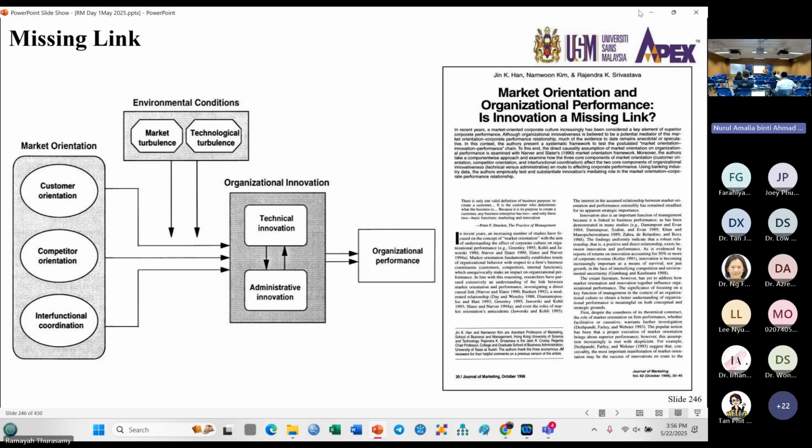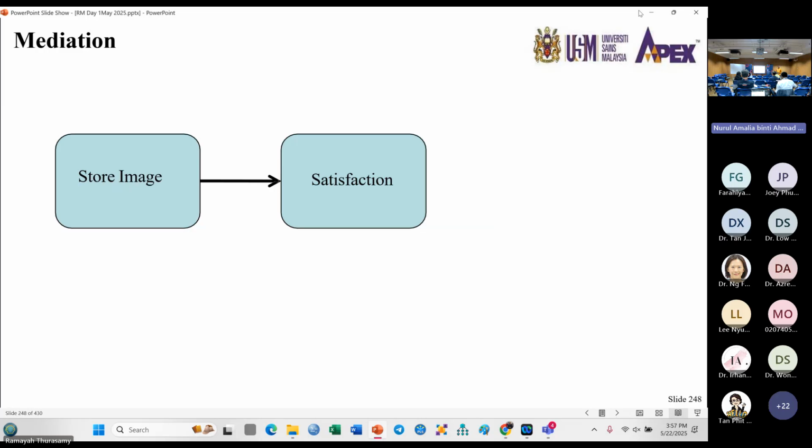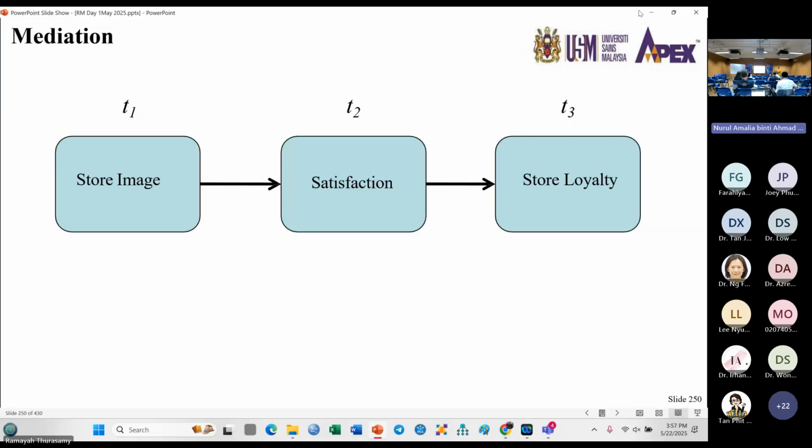So this is how mediation models are developed from the literature. If you see in the literature, we have store image to loyalty. This is consistent, right? And then you see store image to satisfaction. And then you see satisfaction to loyalty, right? 3 different literatures. What you are doing is putting them into the same integrated model. So you have this. That's how you put them together, 3 different streams of literature.